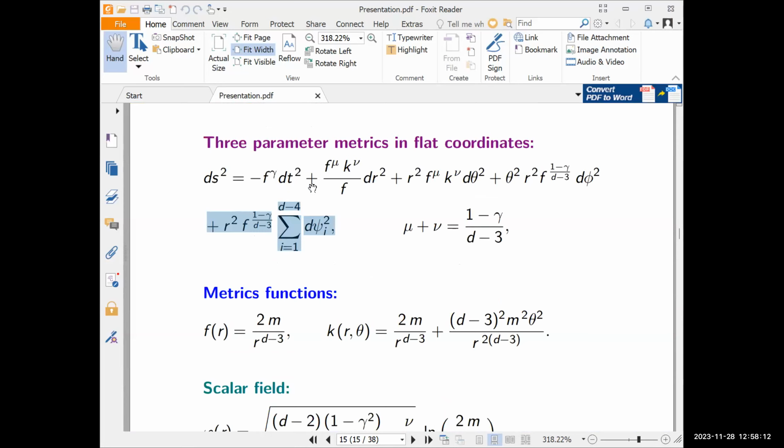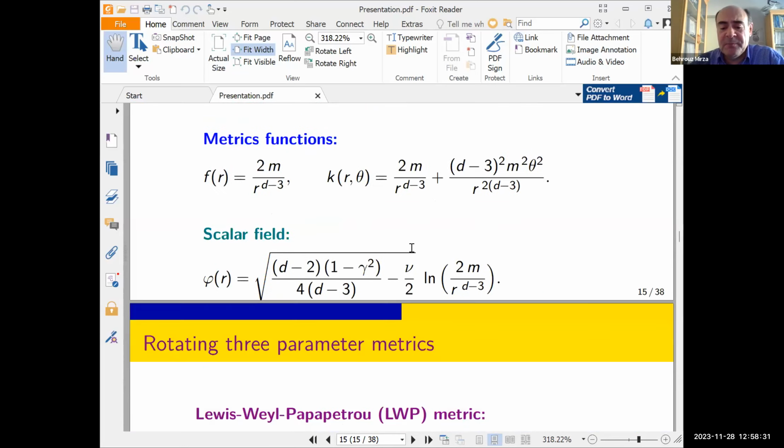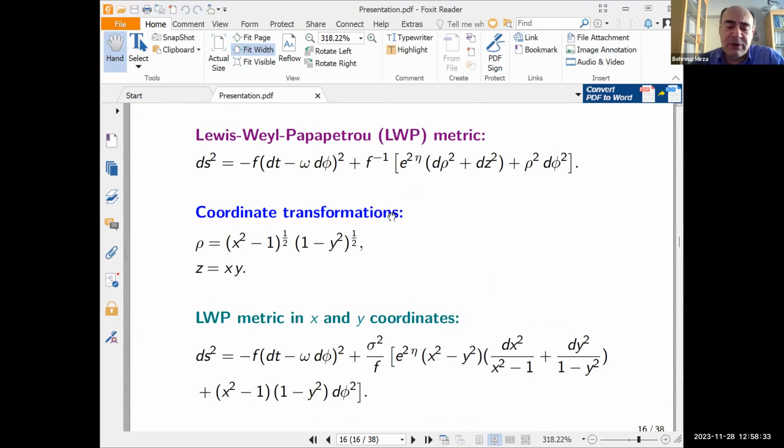This solution that we found, the 3-parameter metric, is very similar to the gamma metric. As you know, the gamma metric has an exact rotating solution. This was our key point, that we found rotating solutions for this 3-parameter metric.